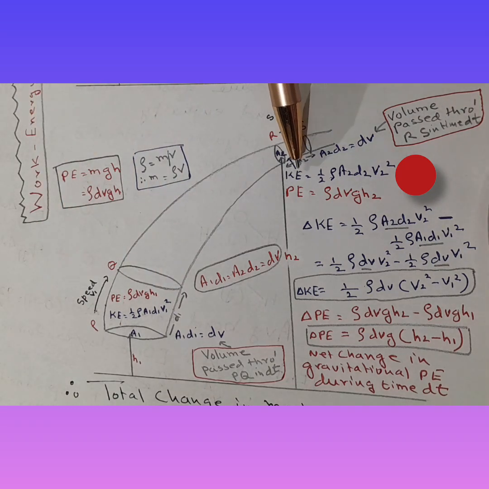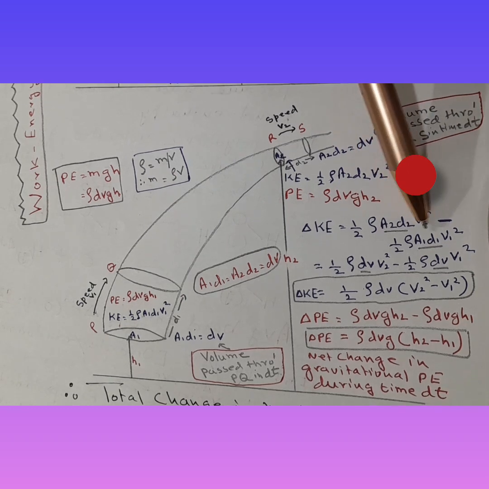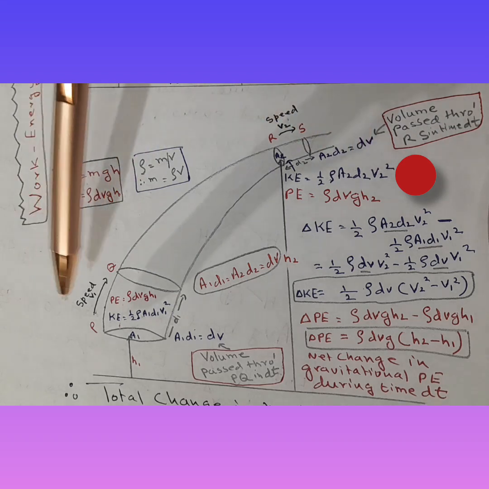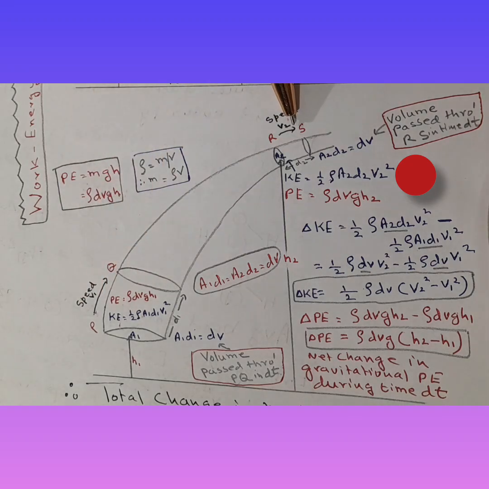Now kinetic energy we know is half mv square. Then how do we get half rho a2 d2 v2 square? Just for your information, whatever you see as v1 and v2 is velocity, the speed. V is the speed. All right, here just let me clarify.